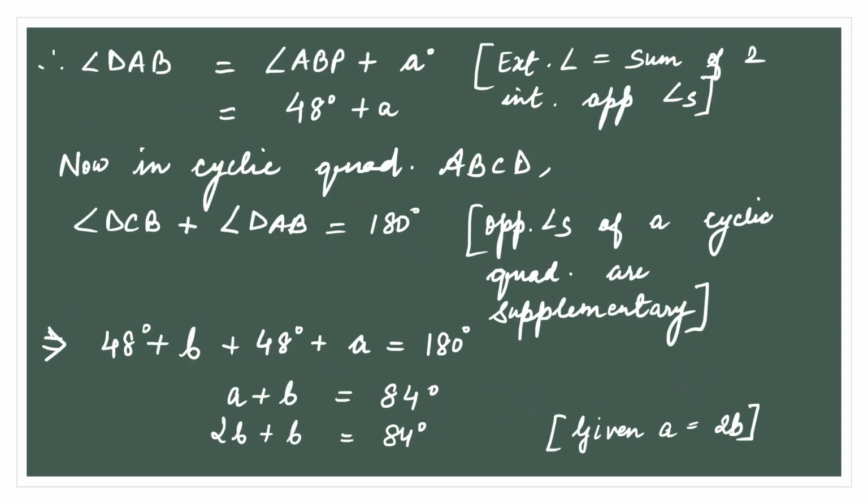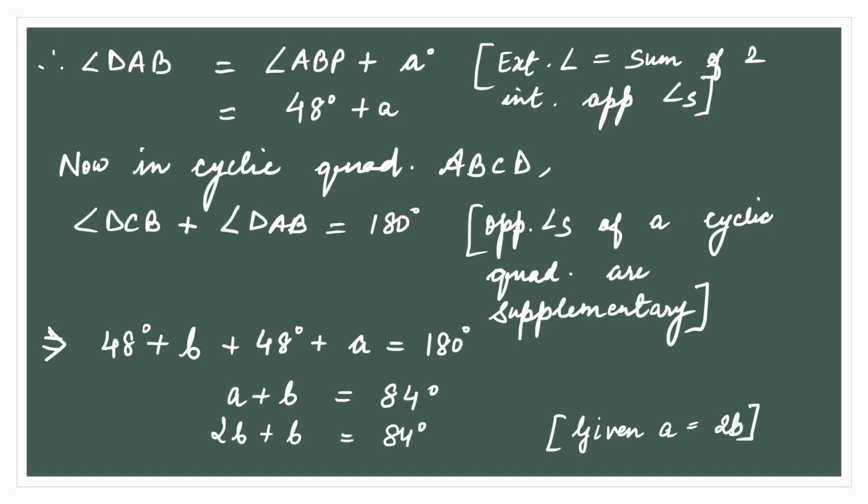So see here, angle DAB is equal to angle ABP plus A, just like 48 in the previous exterior angle. So exterior angle is equal to the sum of interior opposite angles, therefore 48 degrees plus A. Now in cyclic quadrilateral ABCD, DCB plus DAB is equal to 180 degrees. Opposite angles of a cyclic quadrilateral are supplementary. We know that. So 48 degrees plus B degrees plus 48 degrees plus A degrees is equal to 180 degrees.